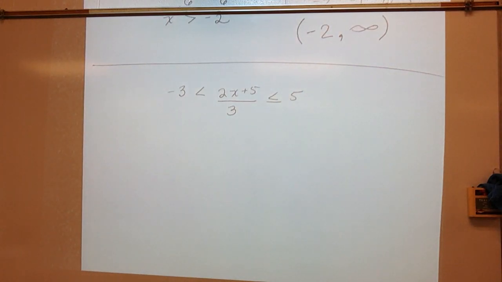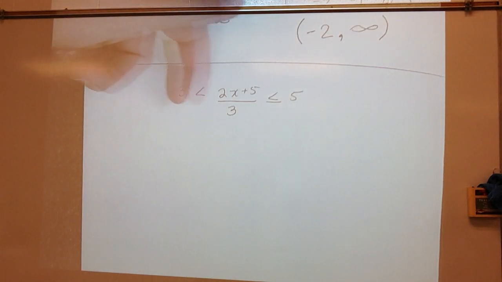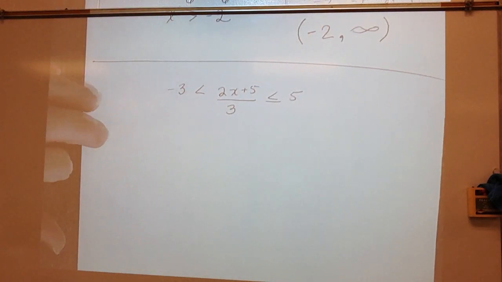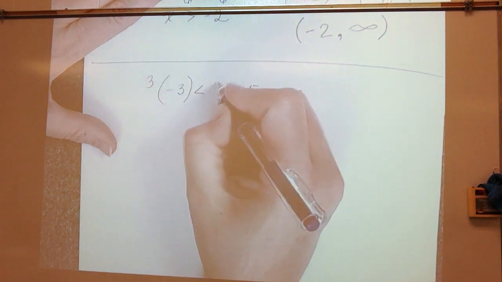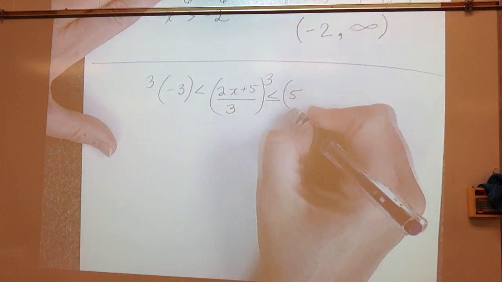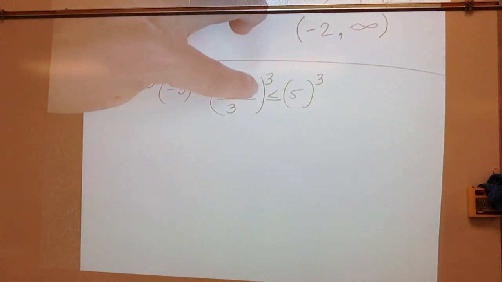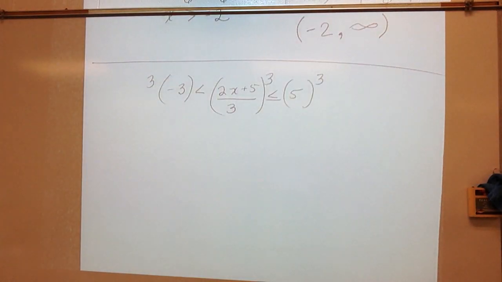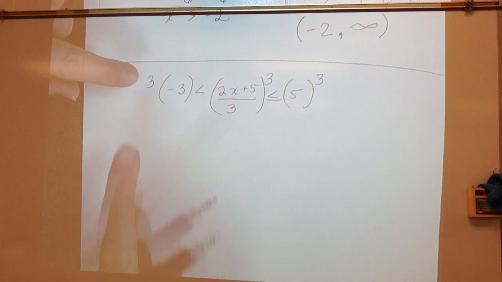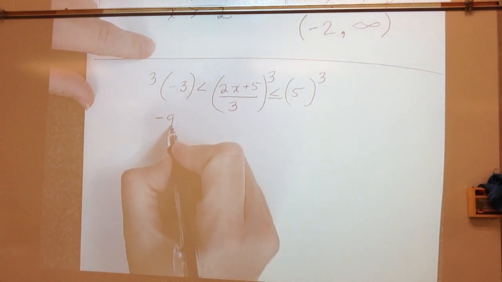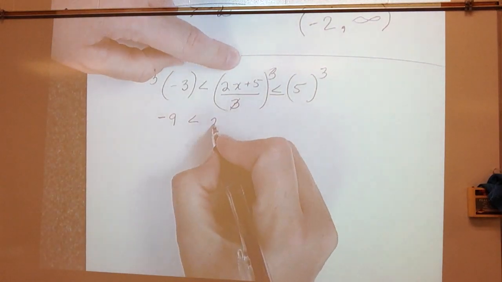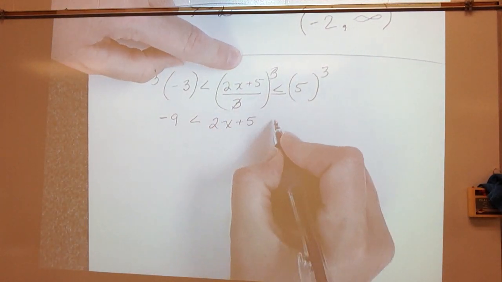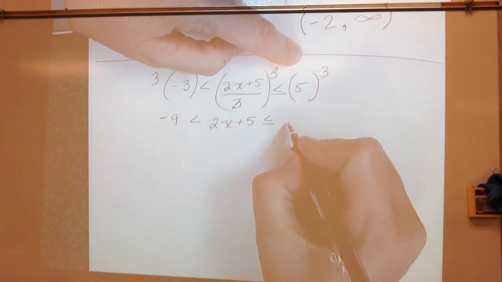Guys, I have a fraction. The nice thing about it is I only have one number, so I can multiply everything times 3. When I do that, I have to make sure I multiply all 3 parts by 3. All 3 parts have to be multiplied. So 3 times negative 3 is negative 9, is less than, those cancel out, so 2x plus 5 is less than 15.